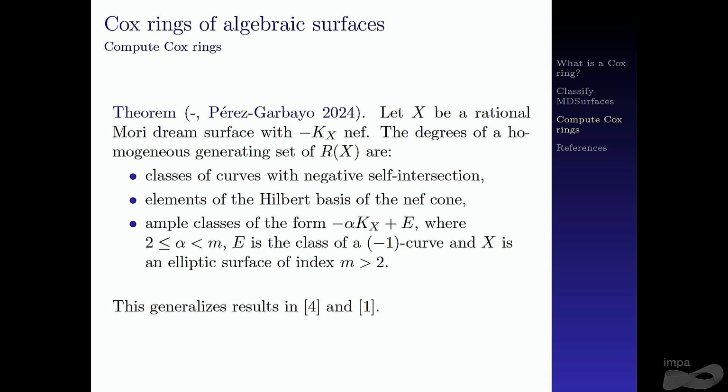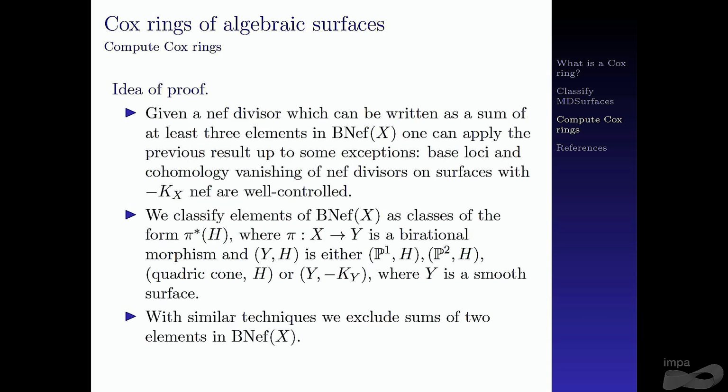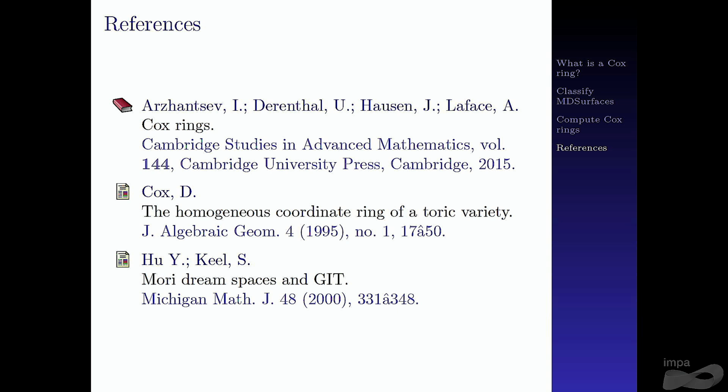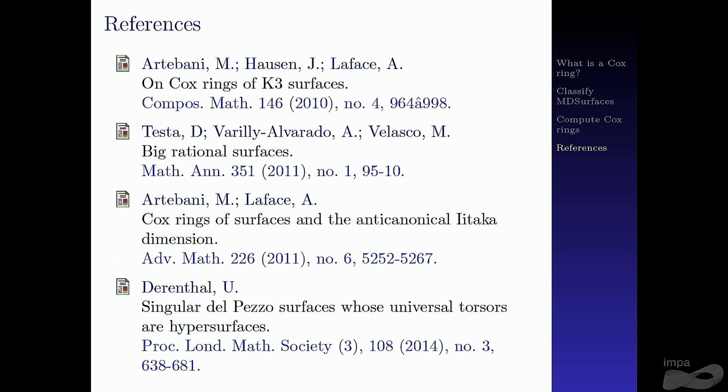And so some references. This is the book, Cox rings, which I would say is just a general reference about it. The seminal paper by David Cox. I didn't mention it, but it is known that all toric varieties are Mori dream spaces, and their Cox ring is a polynomial ring. This is the paper by Wenkiel I mentioned, and these are some papers I mentioned throughout the talk. So the big rational surfaces, etc.